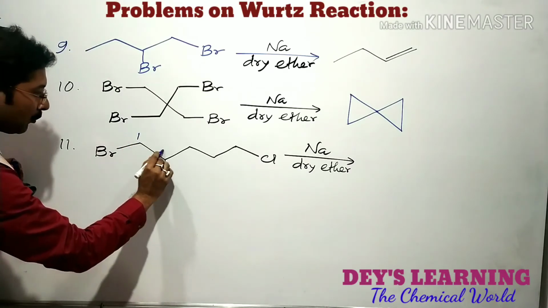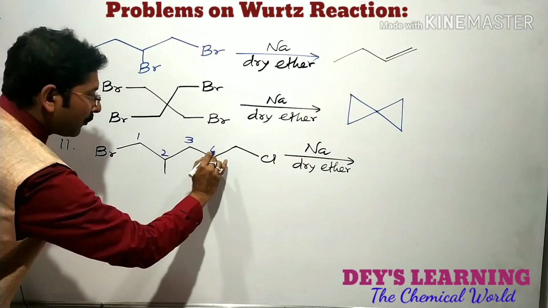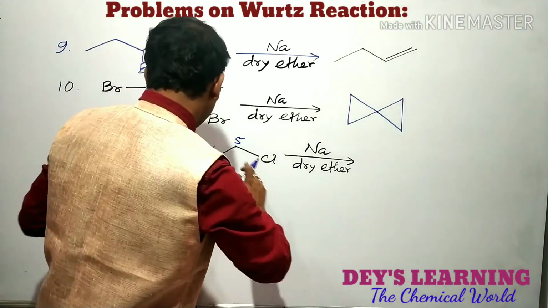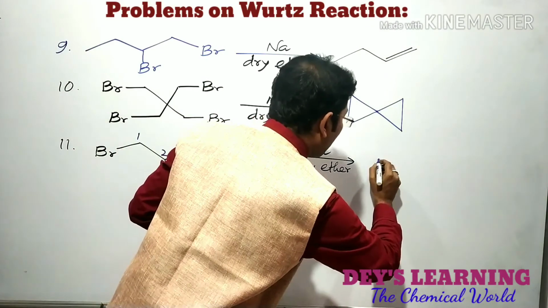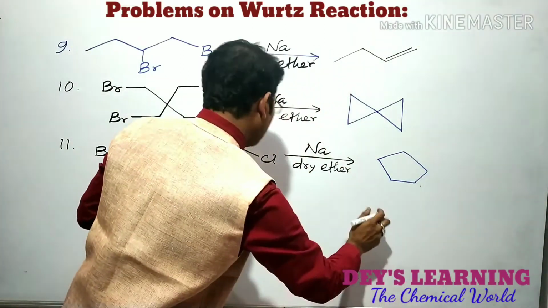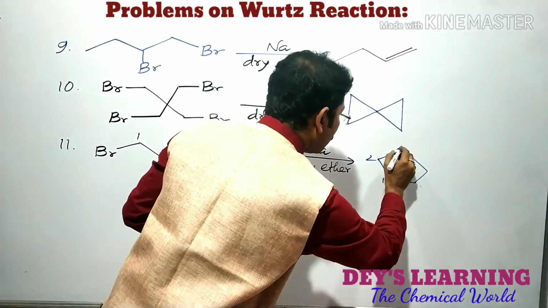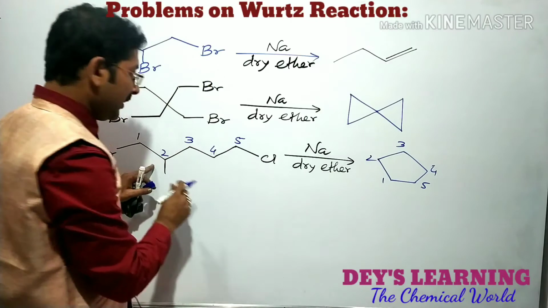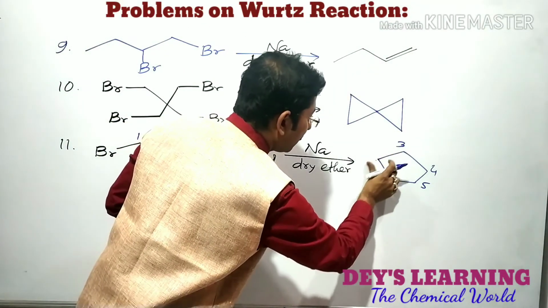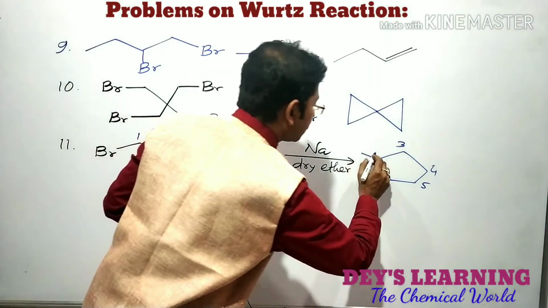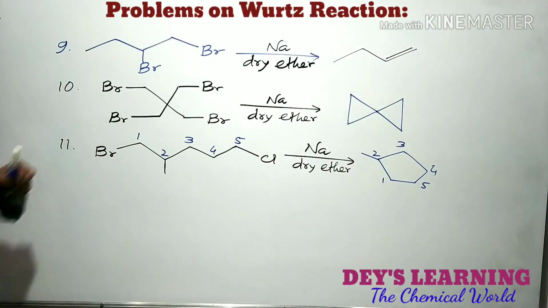This is carbon number 1, 2, 3, 4, 5. Carbons 1 and 5 will be combined, so to form a 5-membered ring. This one is a 5-membered ring. So this is your carbon number 1, 2, 3, 4 and 5. Methyl is at position number 2, so this is your methyl and this is your product. Cyclopentane ring will be formed.